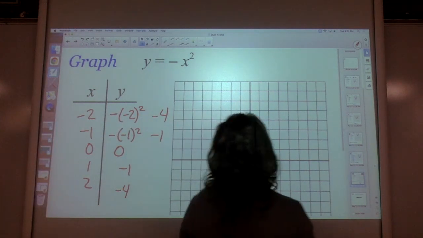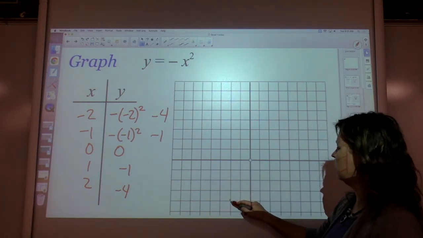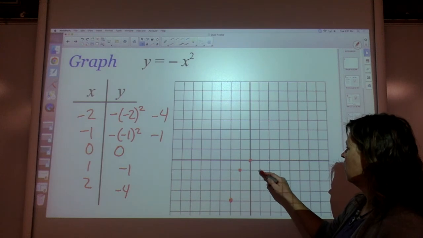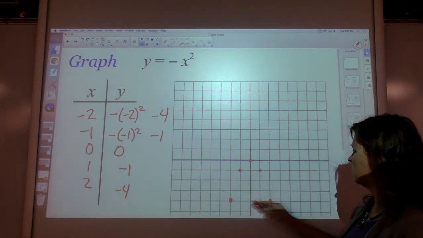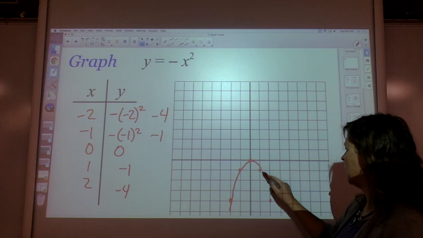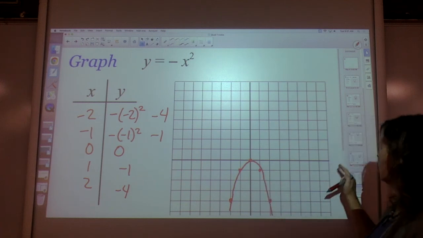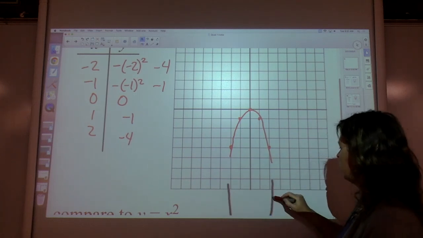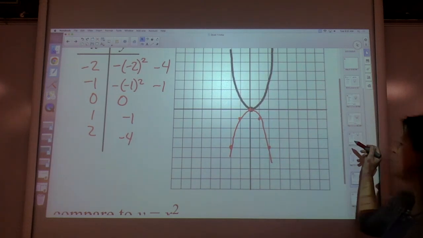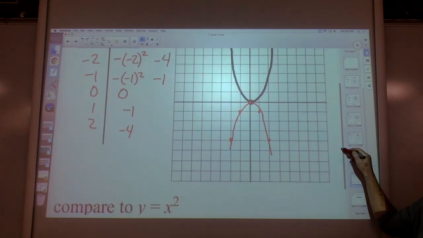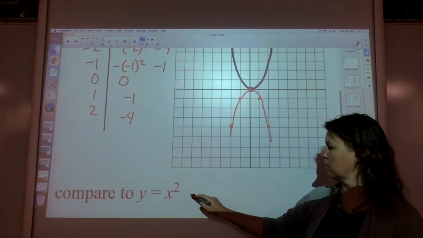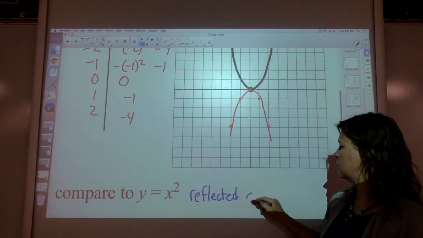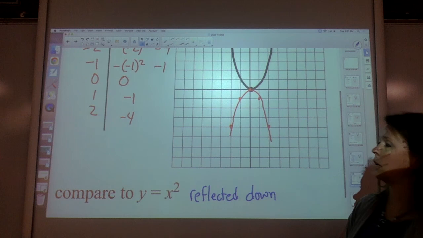So when we graph this, we're going left 2 down 4, left 1 down 1, 0, 0, over 1 down 1, and over 2 down 4. Exact same parabola, but well, how is it different from the original? Please don't use the term upside down. That's not very mathematical. How is it compared to y equals x squared? It reflected down compared to the original.